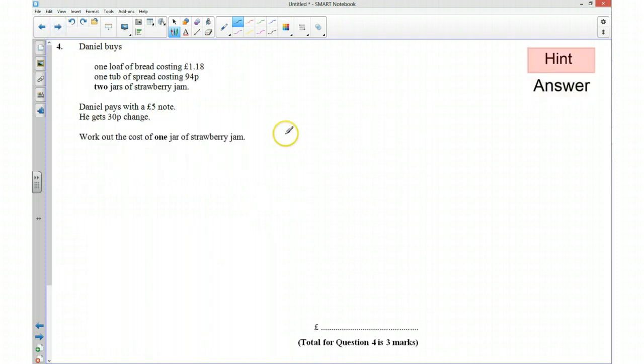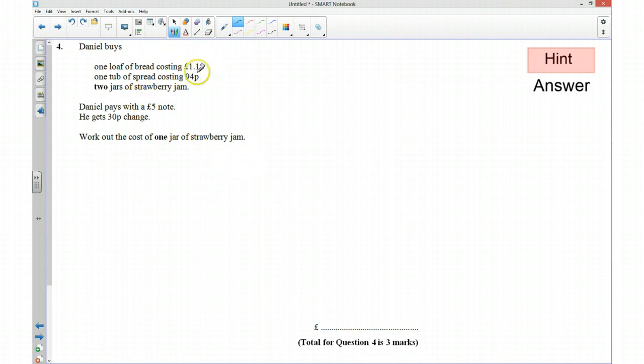Okay, question 4. Daniel buys 1 loaf of bread costing £1.18, 1 tub of spread costing 94p, and 2 jars of strawberry jam. Daniel pays with a £5 note. He gets 30p change. We want to work out the cost of 1 jar of strawberry jam.